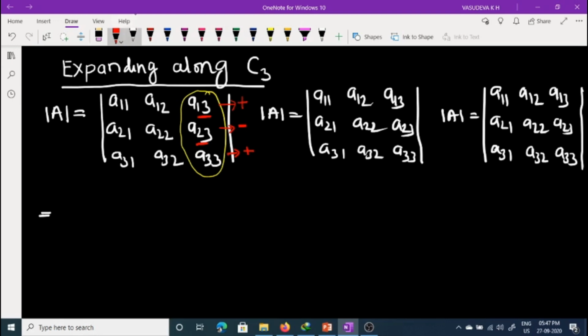Now let us take the first element. We are expanding along column 3. The first element is a13, so we take a13. Since plus comes here, I am writing plus because the sum of the suffixes is an even number. Plus a13 into determinant of... I am not writing minus 1 to the power of 1 plus 3 like this; we are using this result directly. Minus 1 to the power of i plus j is 1 if i plus j is even, and it is minus 1 if i plus j is odd.